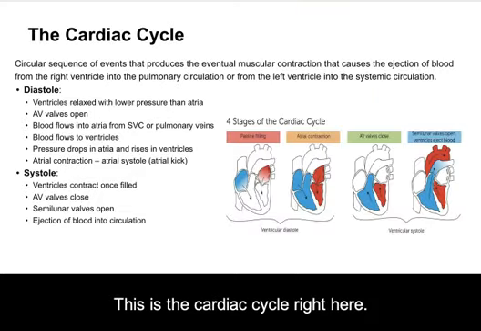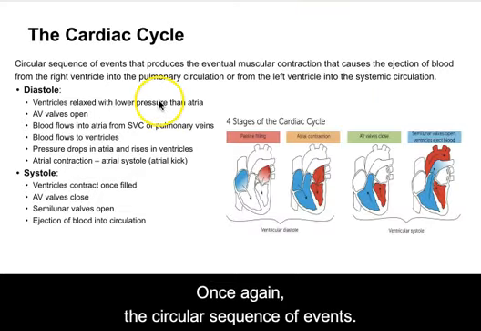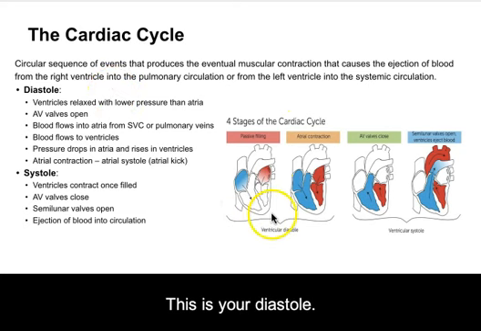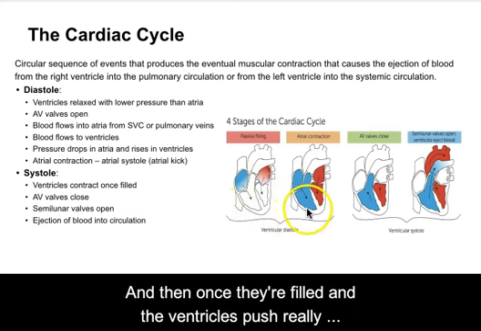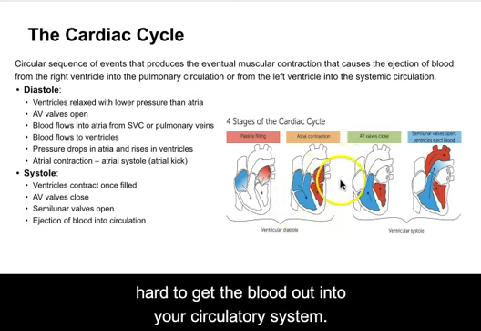This is the cardiac cycle right here. So once again, the circular sequence of events. This is your diastole. The ventricles are relaxed right here and waiting to get filled. And then once they're filled, the ventricles push really hard to get the blood out into your circulatory system.